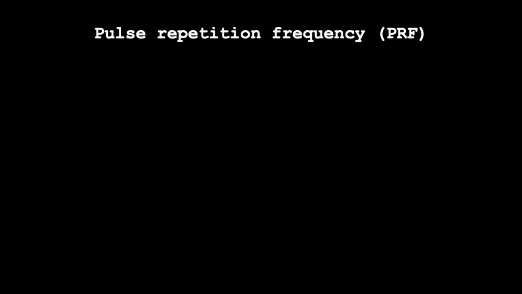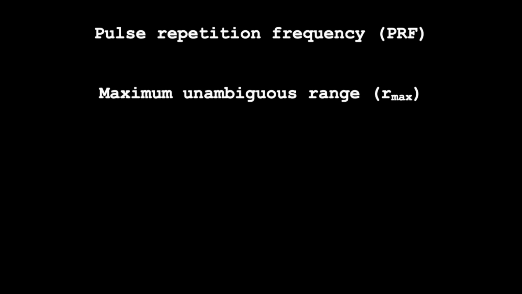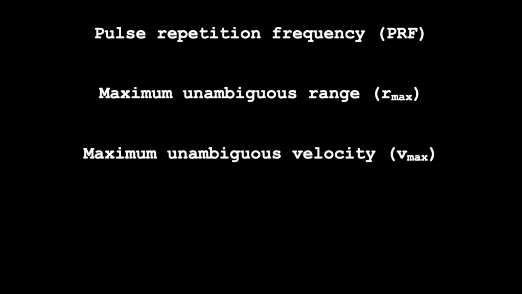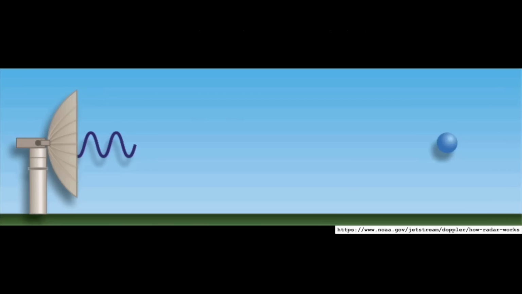The number of pulses a radar transmits per second is called the pulse repetition frequency, or PRF. The PRF influences a couple of important quantities called the maximum unambiguous range, or Rmax, and maximum unambiguous velocity, or Vmax. If a radar emits a pulse before the backscattered energy from the previous pulse is received, the radar will be unable to properly determine the range of the target. In other words, the range of the target that the radar measures becomes ambiguous.